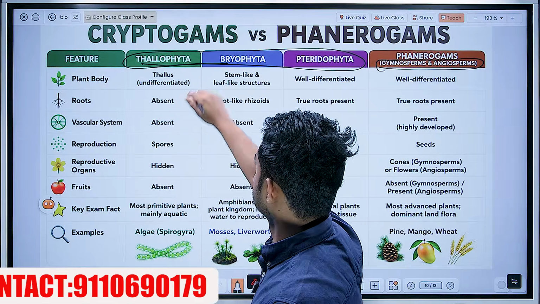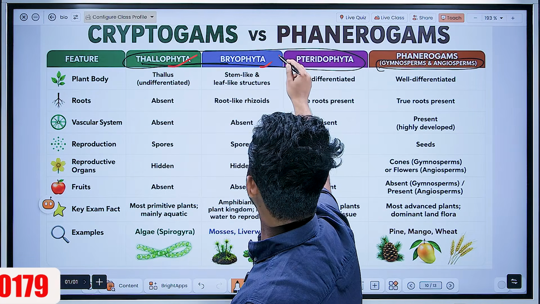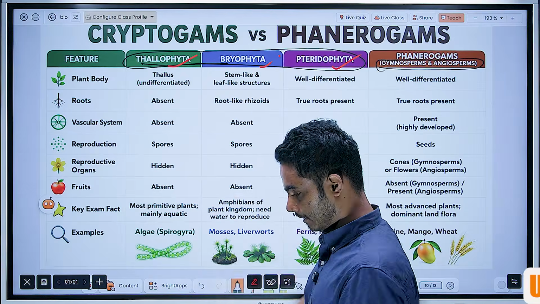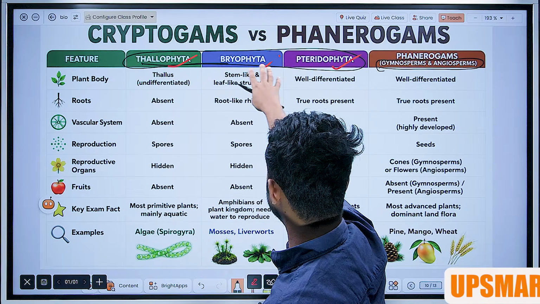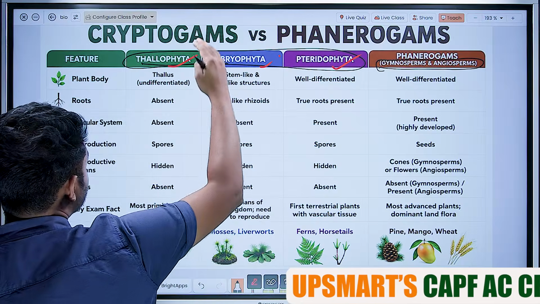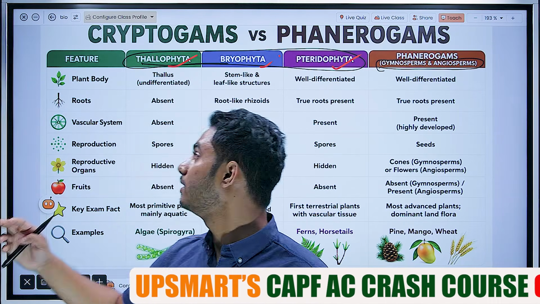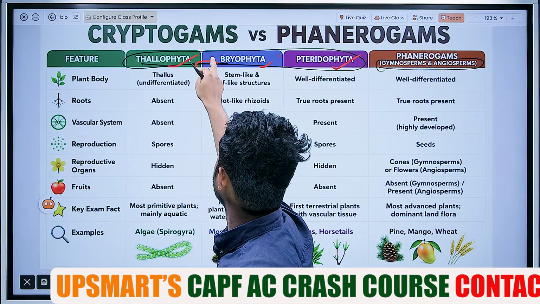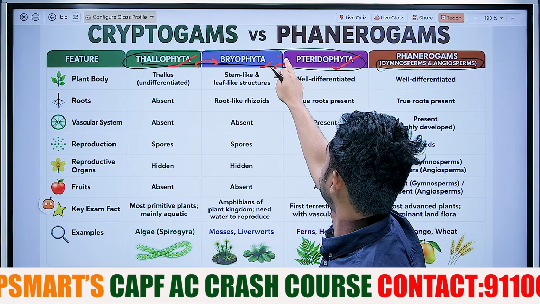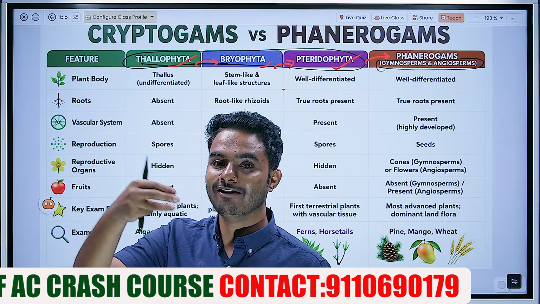Fine. So first come the cryptogams, and within them are Thallophyta, Bryophyta, Pteridophyta. So let's first differentiate between these three. In the chart of evolution, first came the Thallophyta, which evolved into Bryophyta, further evolved into Pteridophyta, further evolved into Phanerogams. This is how the evolution happened.